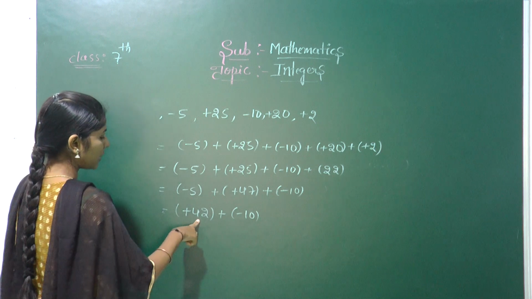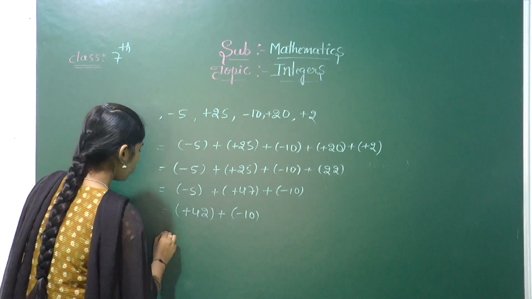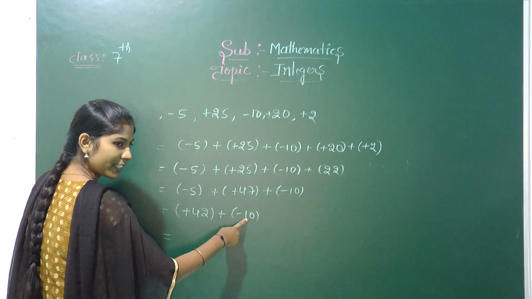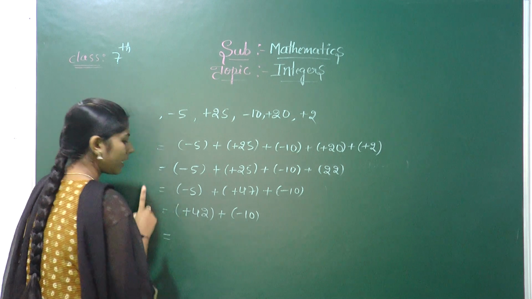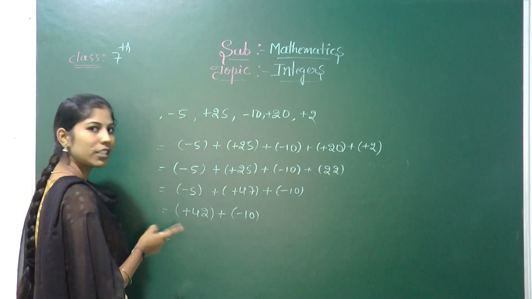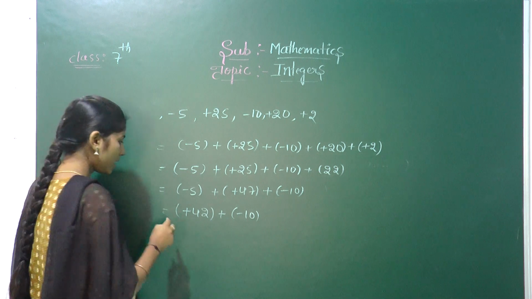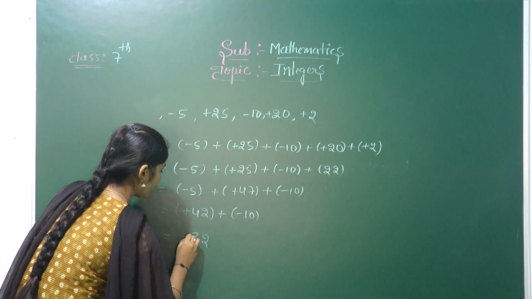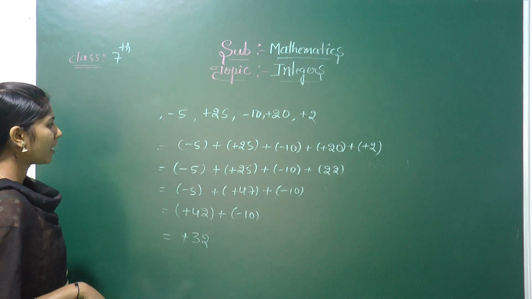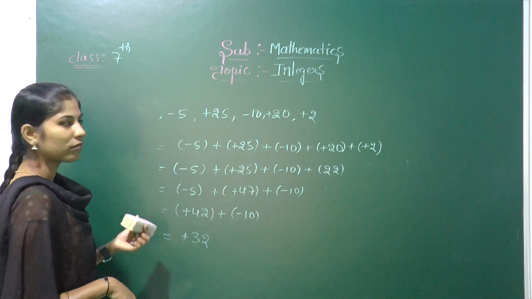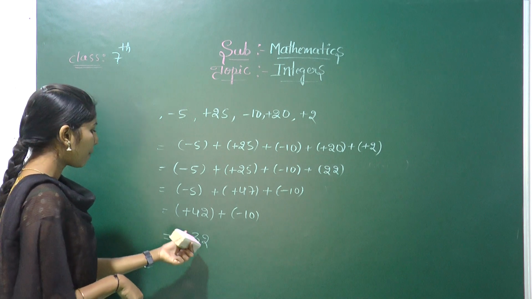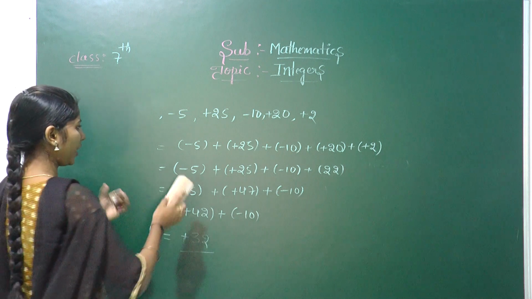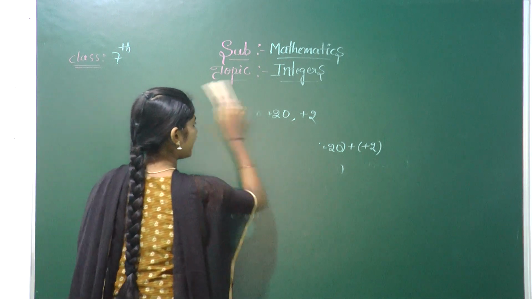Here one is positive and one is negative, so you should subtract. 42 minus 10 is 32. The greater number is 42, and the sign of 42 is plus. So 42 minus 10 is 32. What is the score? The total score of Manu is plus 32 marks. So these are all applications of integers.